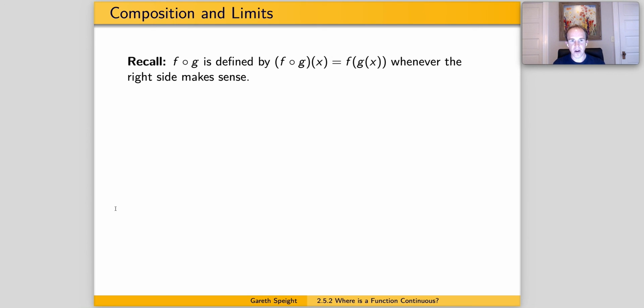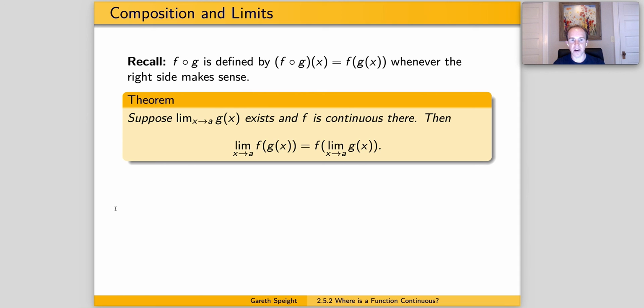Okay. So how do limits and composition work? Here is the good news. Suppose the limit of the inside exists and the function is continuous at that limit point. Then we can bring the limit inside. So if the limit of the inside exists and the outside function is continuous at that point, then we can bring the limit inside. So the limit of f of g of x is f of the limit of g of x.